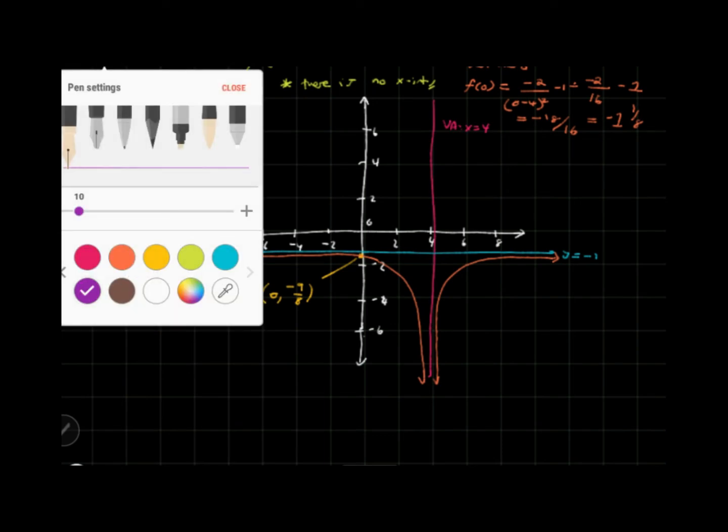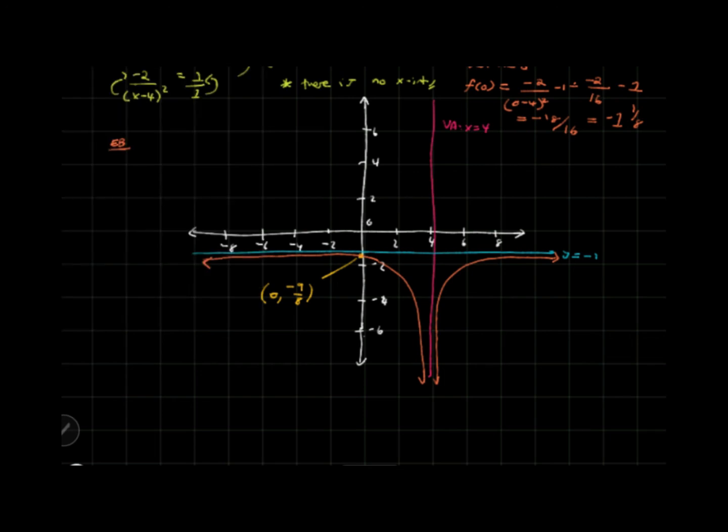Right, so to assess our end behaviors, I'm going to say x approaches negative infinity. So as x approaches negative infinity, you can see that y gets closer and closer to the horizontal asymptote from below. Y approaches negative 1 from below. The next step here is let's approach the vertical asymptote 4 from the left side, and we'll also approach the vertical asymptote 4 from the right side.